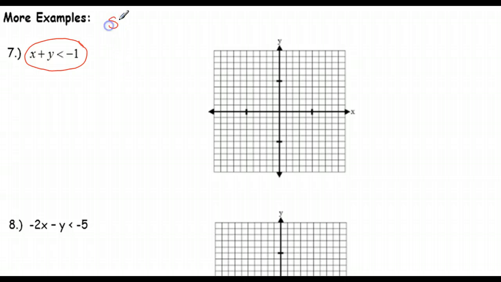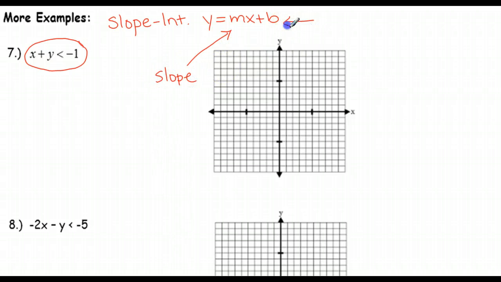Remember that slope-intercept form, let's write this out, slope-intercept form is y equals mx plus b. Don't forget that m is our slope, so m is the slope. And remember that b is our y-intercept. And remember that a y-intercept is written as an ordered pair, 0, and then whatever that b value is.